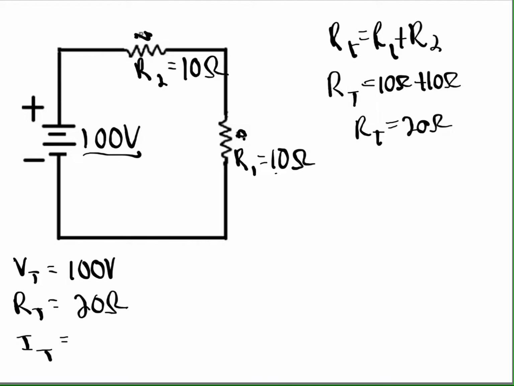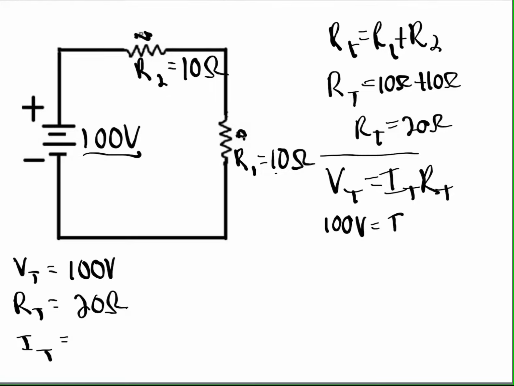Now I total. Well, for I total, we're going to take advantage of Ohm's law using our subscripts. So V total we just said was 100 volts. We're looking for I total. And R total we just found to be 20 ohms. So a little bit of algebra, we would find that that's 5 amps.